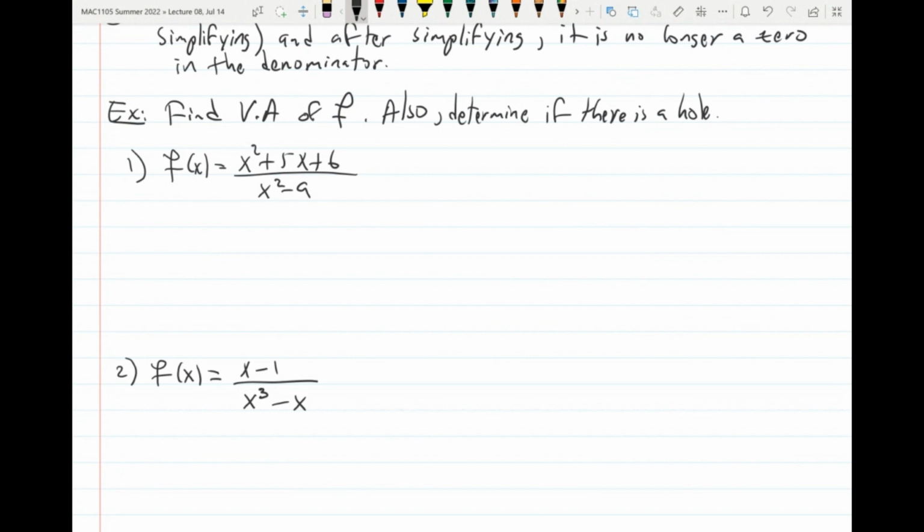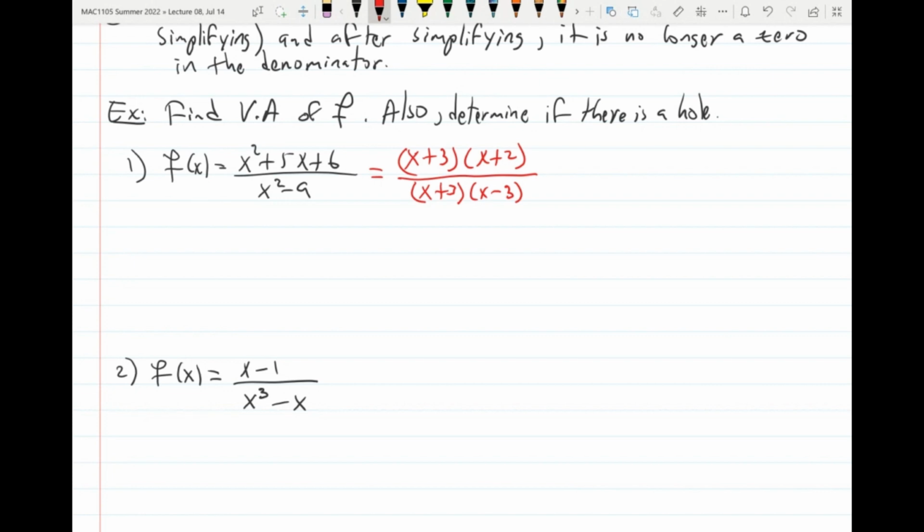Okay, so let's do this. So here we have two rational functions. Our job is to figure out the vertical asymptotes, and if there are any holes, we also need to find. The first step is that you need to factor completely. Okay, so let's factor this. So the top, we can factor it. That's x plus 3, x plus 2. In the bottom, we can factor this. That's x plus 3, x minus 3. Okay, and we factor so that it's easier for us to find zeros.